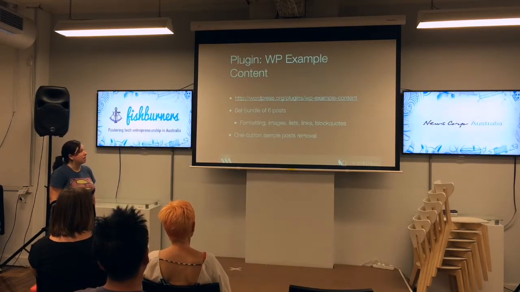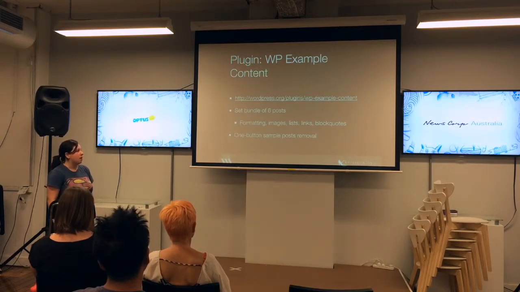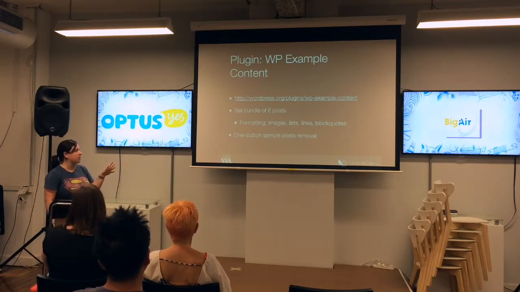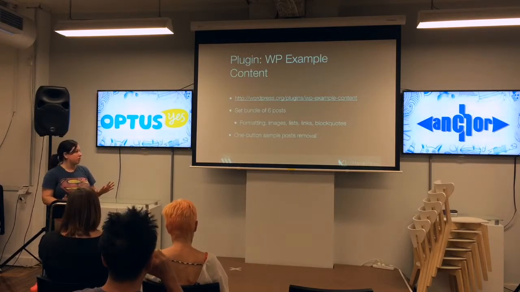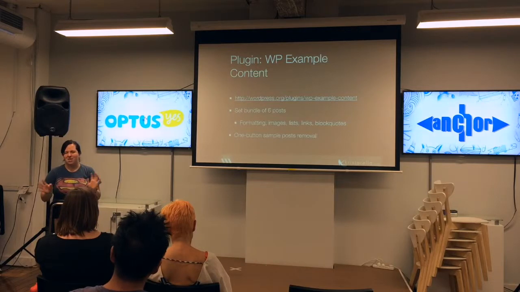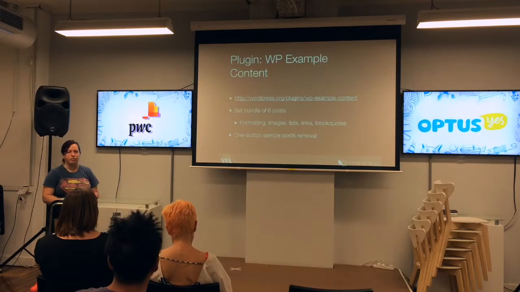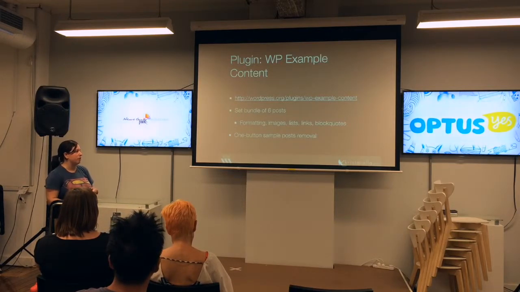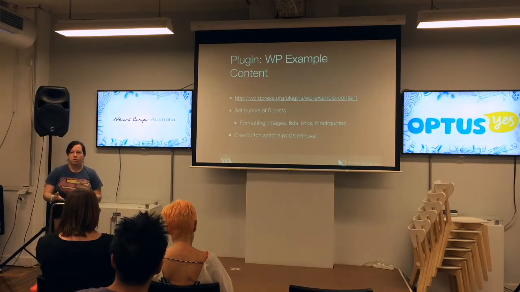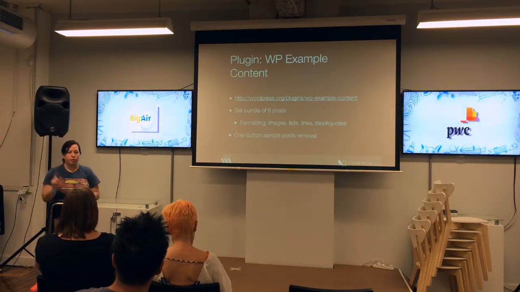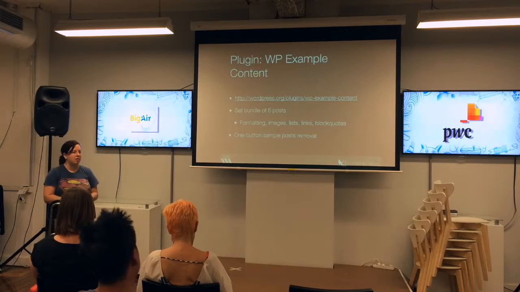And then another one, WP Example Content. So this one's a lot more basic than the other previous ones. It just has a set bundle of 6 posts with your main content types that people will be using, like headings and lists and stuff. Doesn't have different post formats or more complicated special characters or whatever, but it does have a one button remove the sample content as well, so that's kind of handy.